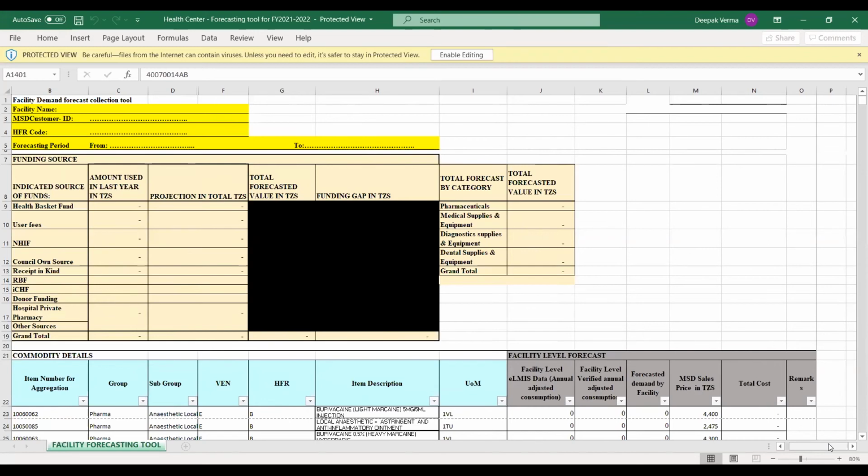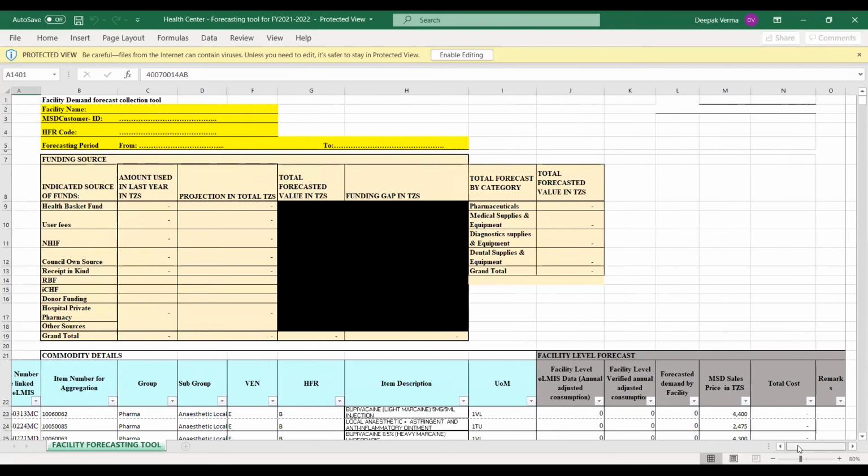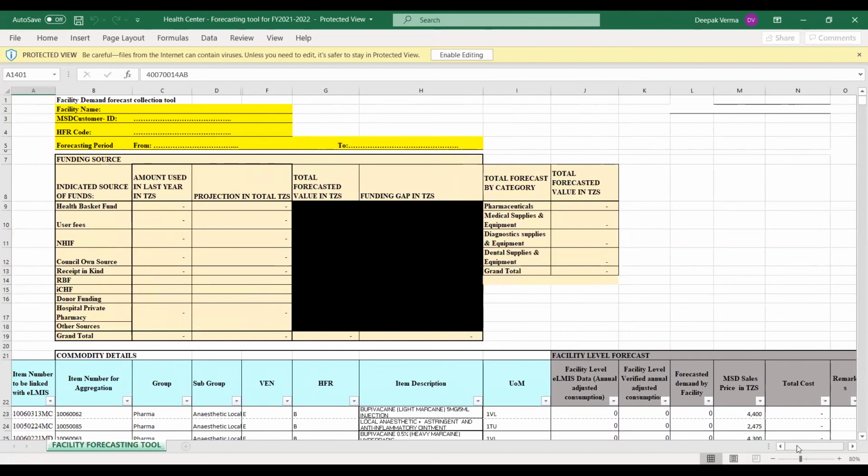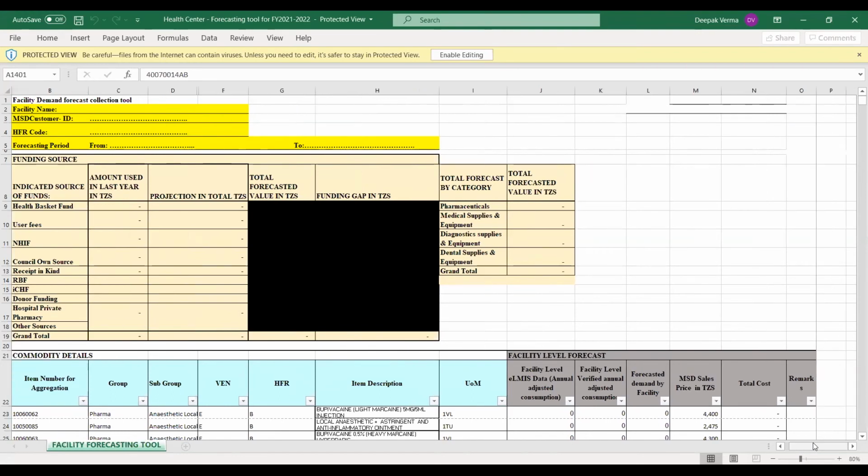Let's see column J. In column J, the facility will pull data from ELMIS, because ELMIS is the only tool that captures consumption data of the facility. So they will pull data from ELMIS, then link them in this tool by using the lookup. After adding them in the tool, they will come to column K to validate. Then after validating, they will request what they want.